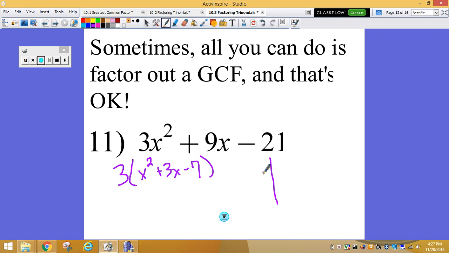Let's make our t-chart. So we would get 7x squared and 3x. The only way to get 7 is 1 times 7. And those do not add up to be 3. So this is one that from this point, it's not factorable. Okay? But you wouldn't put not factorable because we did factor out a GCF. So that's what you would put as your answer.